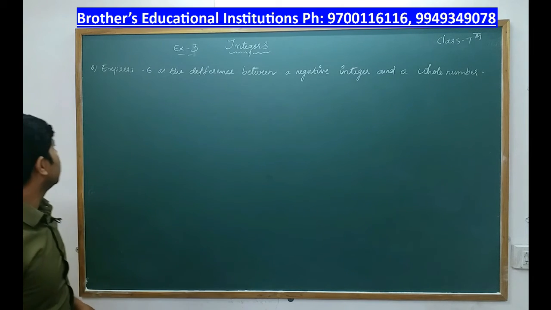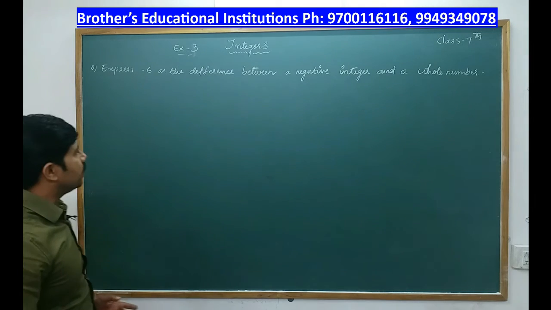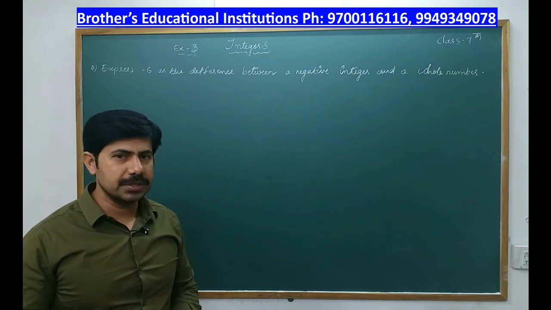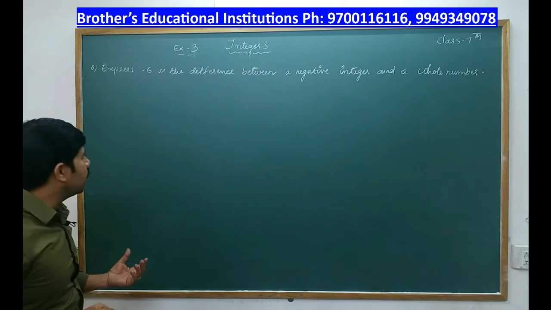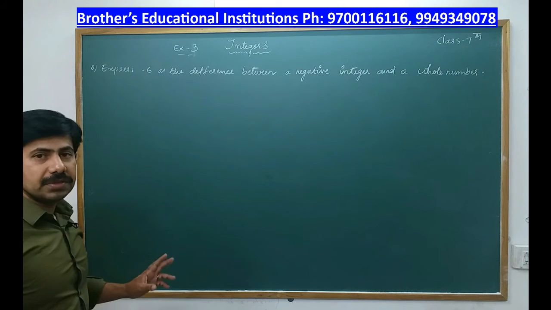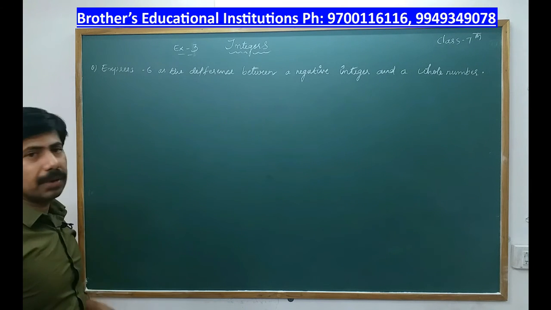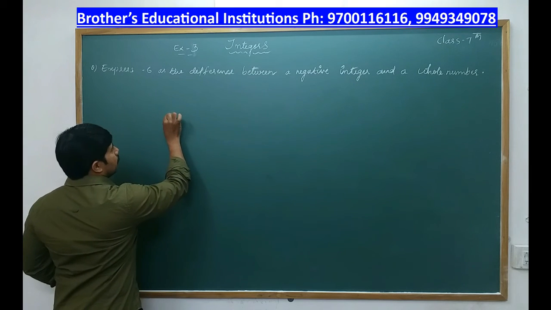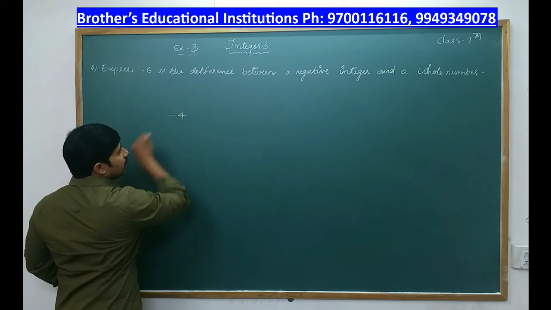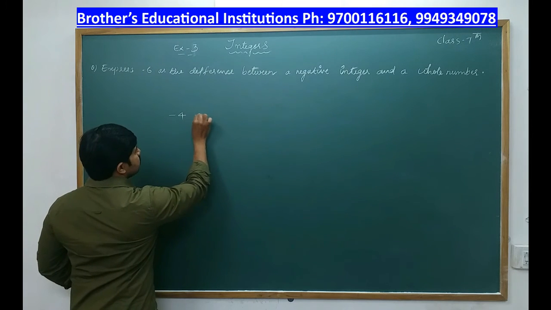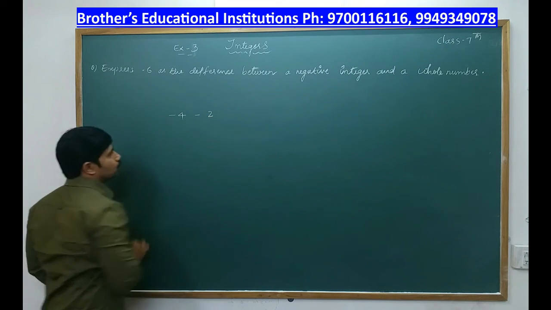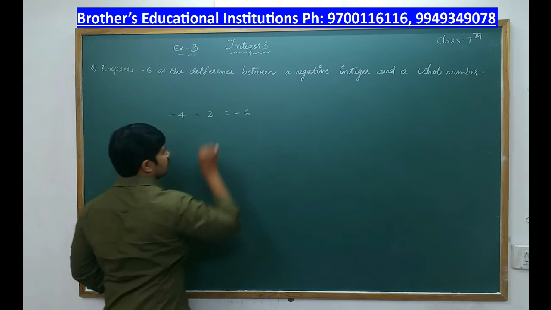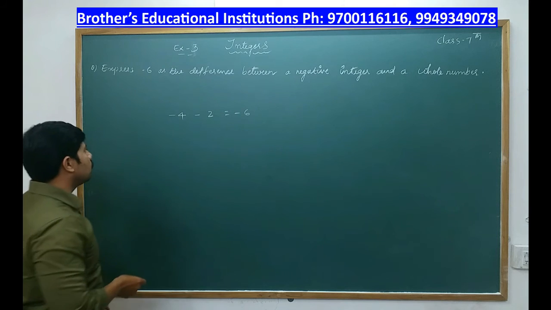Next one, express minus 6 as the difference between a negative integer and a whole number. So here we take a whole number, that is a positive number, and a negative integer. Difference means we have to subtract those two, the result should be minus 6. So we give some examples. One of the examples is, see, minus 4 is a negative integer, difference means minus, I am taking the whole number as 2. So minus 4 minus 2 is minus 6. This is one example.